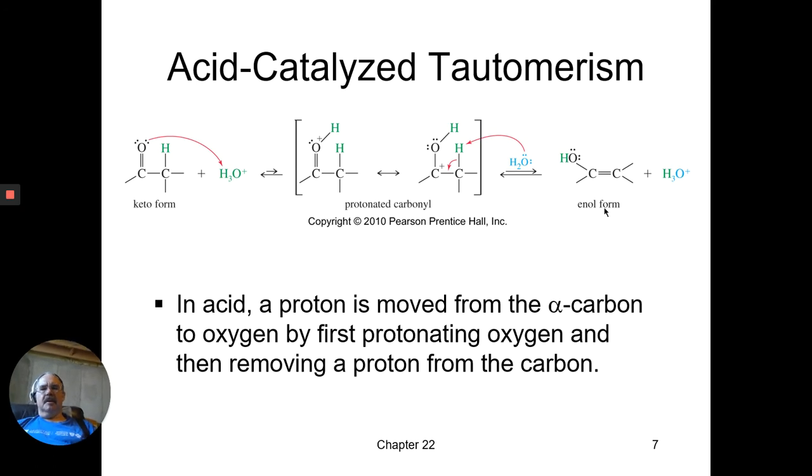Okay, under acid conditions, first we have a protonation that occurs, and this time we have a protonated carbonyl. It's resonance stabilized, and water then removes this alpha hydrogen and we can form an enol.